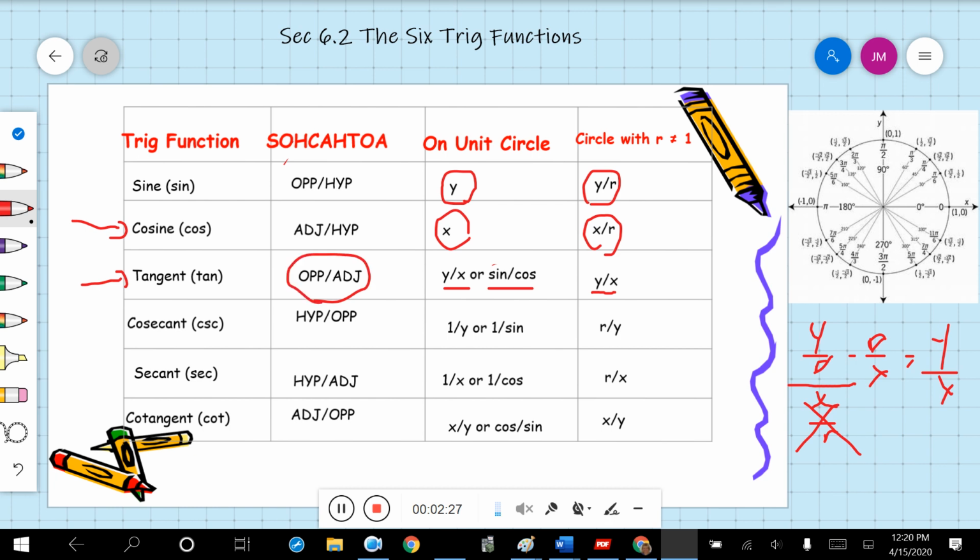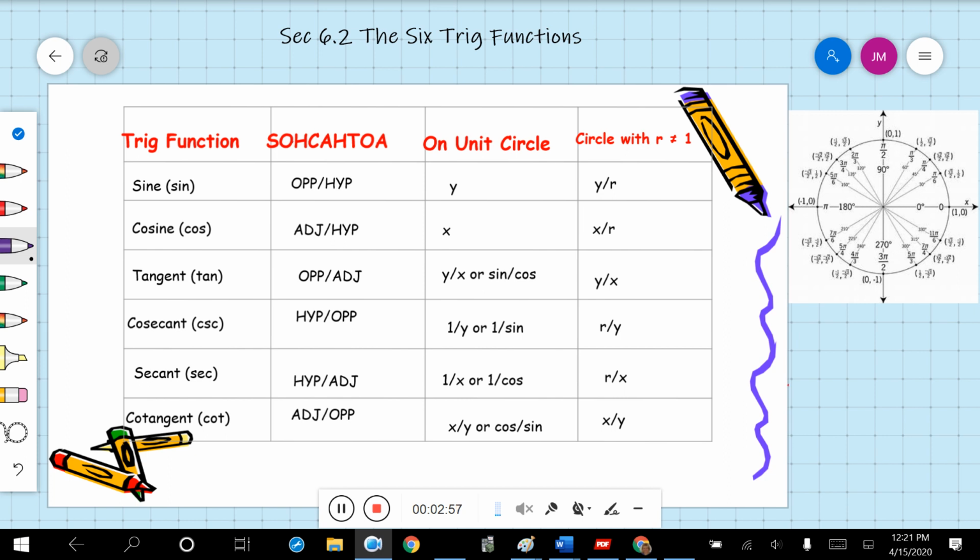On our unit circle, if I draw over here, well, the radius is in a very straight line. It is the y value here, the x value here, and the r is the hypotenuse. So as you can see, the hypotenuse plays no role in the tangent.